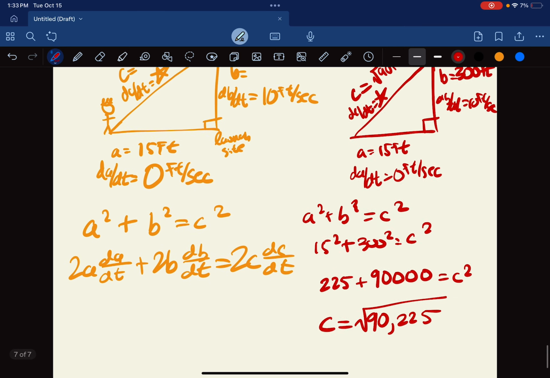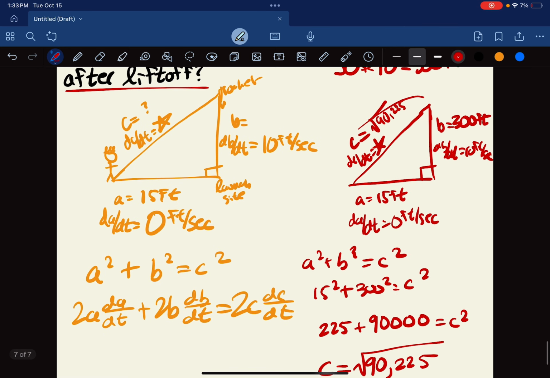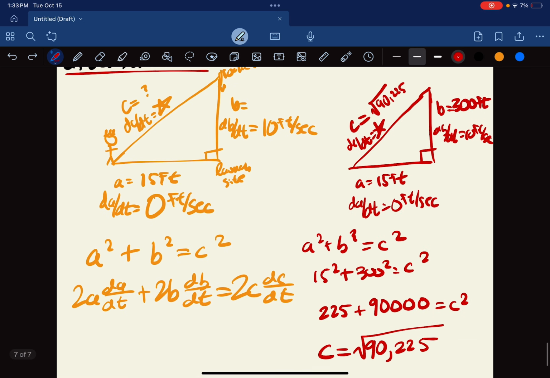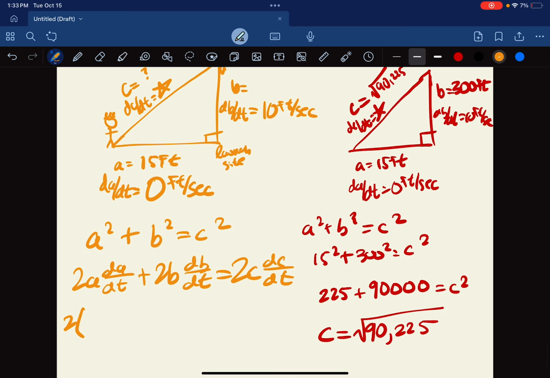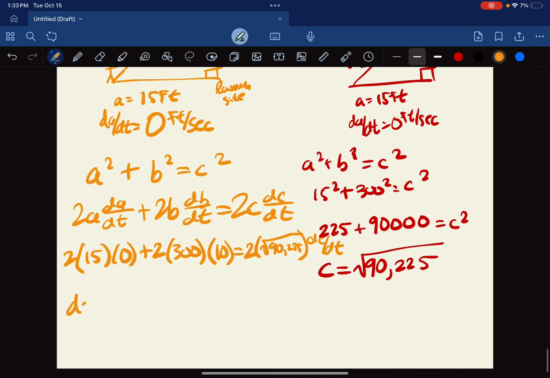So now in our red triangle here, we have every point of information we could possibly need filled in, right? We know everything except dc dt, so we're going to solve this equation for dc dt. So let's go 2, and then a is 15, dA dt is 0, plus 2 times b is 300, times dB dt, which is 10, equals 2 times c, the square root of 90,225, times dc dt. And we want to solve for dc dt. So how can we do that?